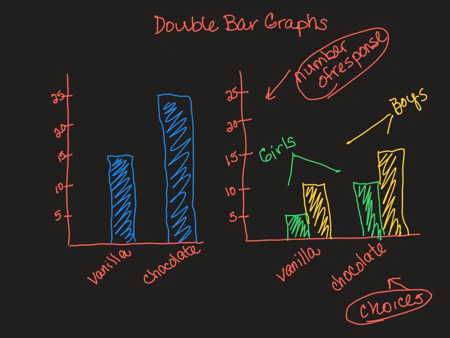So the number of people that chose it would be on the Y, and the different choices in the survey would be on the x-axis. And then each bar would be for the choices in that particular hour. Like less than an hour, 1 to 2 hours. Those are the choices. So that would go on the x-axis. Okay, good job.